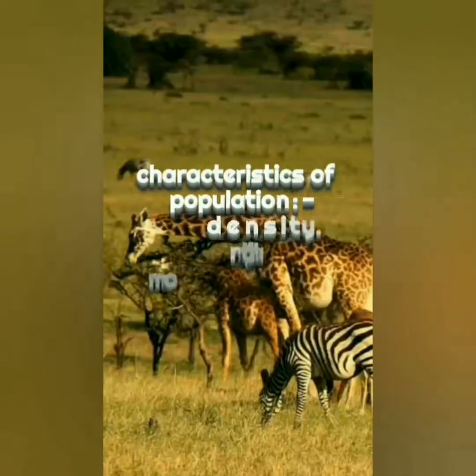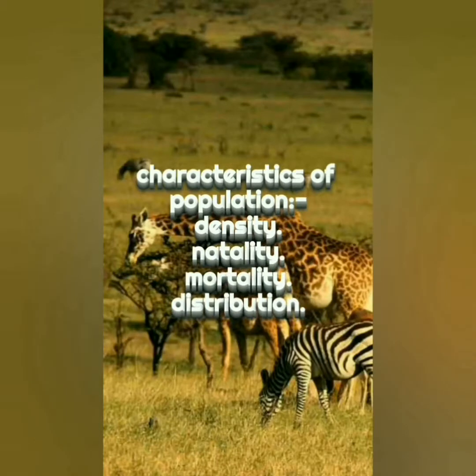The study of the group characters of a population, their changes over time and prediction in future is known as demography. A population has several characteristics that can define the entire group. These are density, natality, mortality, and distribution.